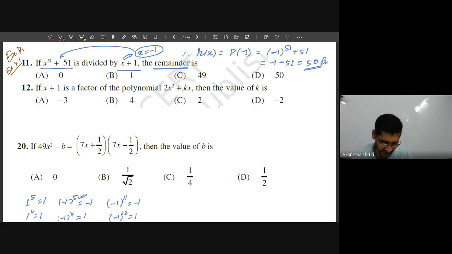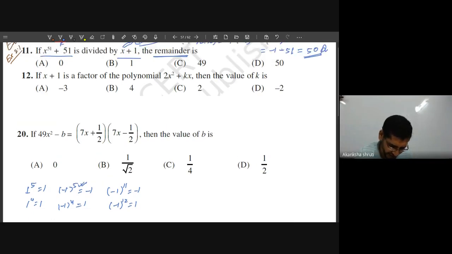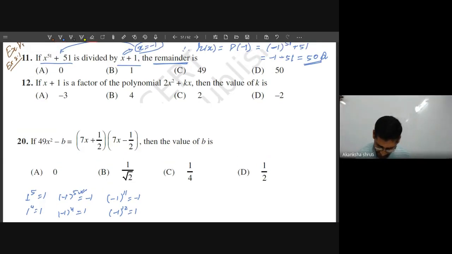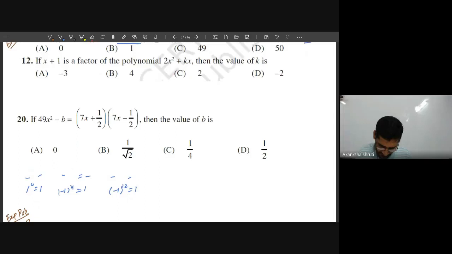This is the answer. So it was very simple. Okay, students, this thing you have to keep in mind. Now let me go for question number 12. So this concept you have to take care.